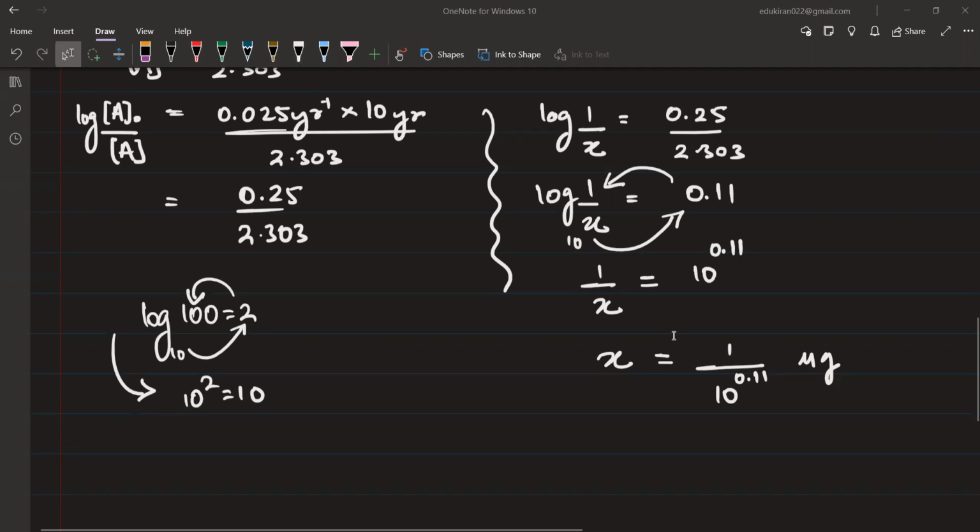Yeah, okay. All of you done? Your answer here will be 1 upon 10 to the power 0.11. It is approximately 1.2. I think it's approximately 1.2. Sir, you can write it as 1.3. Yeah. You can write it as 1.3. Yeah, 1.3. Somewhere around 1.3.